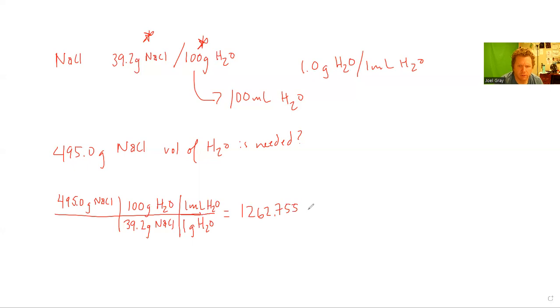and we get 1262.755 mL of H2O. Now, our answers give us 3 sig figs, so I'm going to say 1.26 times 10 to the 3 mL of H2O. Okay, well, that's all there is for that sort of question.